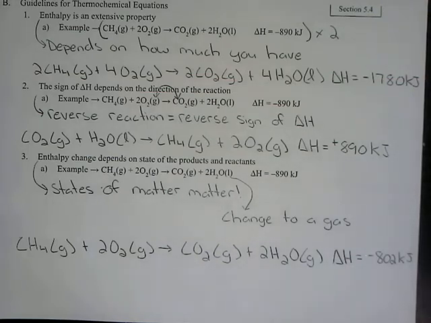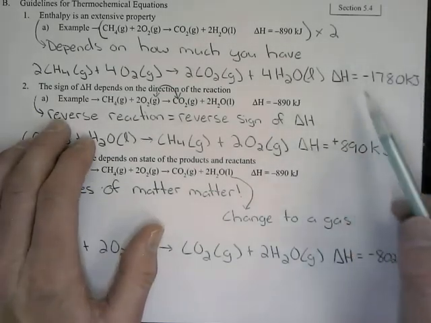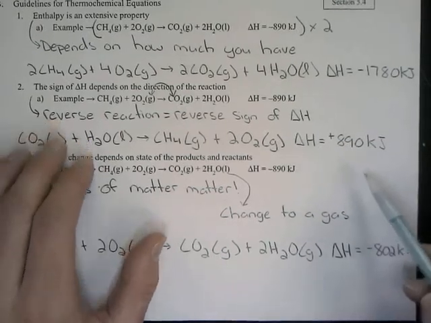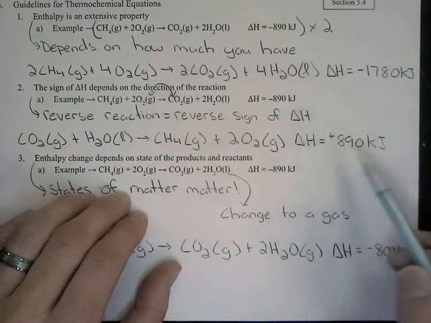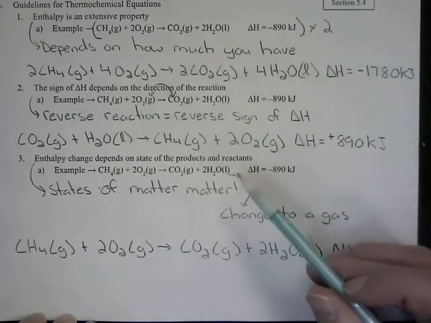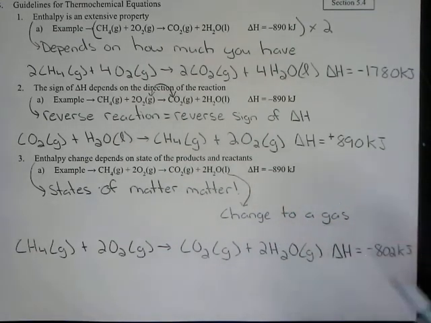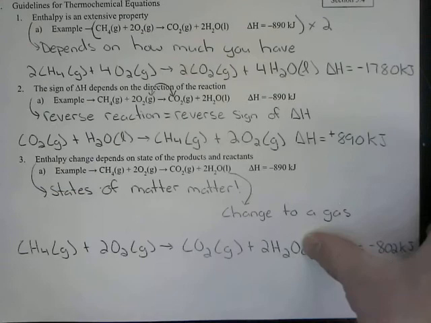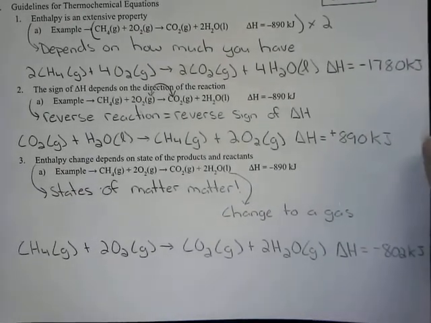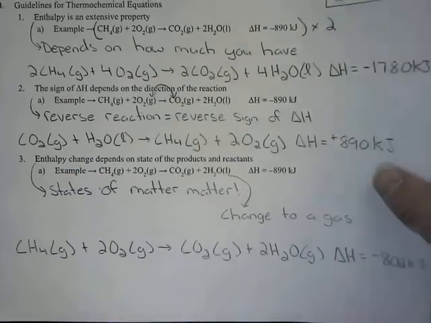So those are our three rules. If we multiply or if we divide, it's going to change our delta H by what we multiply and divide. If we reverse our reaction, it's going to flip our sign. And if we have a different state of matter, solid, liquid, or gas, it's also going to change our delta H. So we'll end here with another example, tying in a little bit of stoichiometry to this business with thermochemistry.